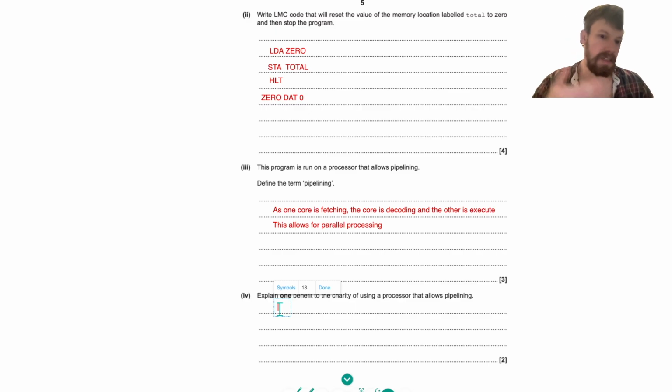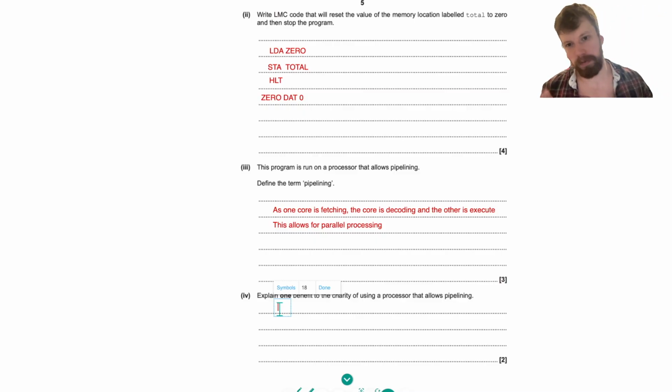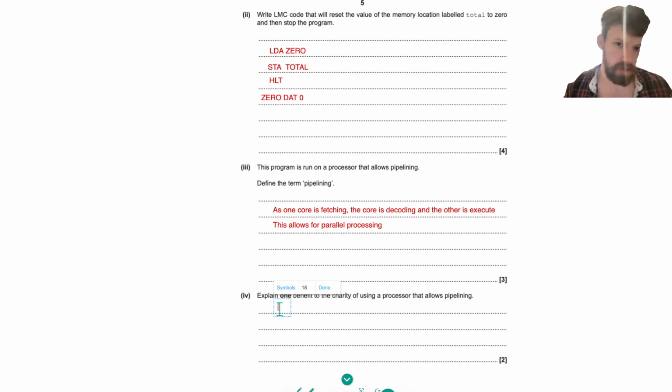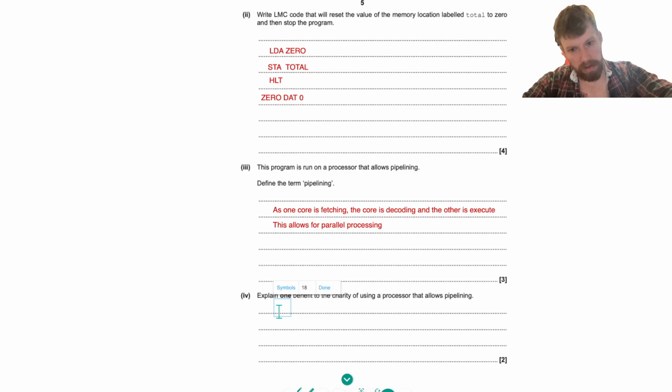So you've got to make it as easy as possible for them, which is why you've got to study these mark schemes and ask what is the style they want me to write in? We don't spend enough time as teachers talking about this. You've got to write in the way that they're expecting, because you don't want them guessing whether you get a mark. So anyway, explain one benefit of using a processor that allows pipelining.